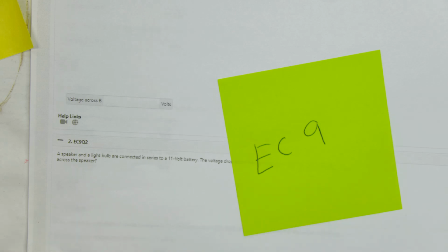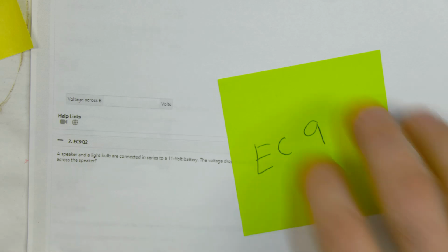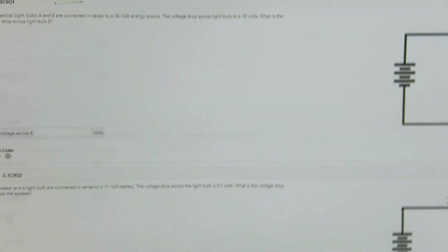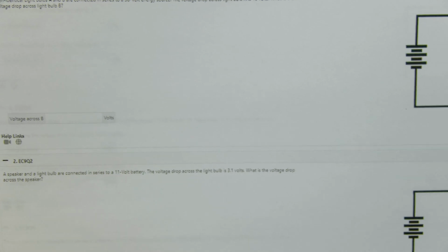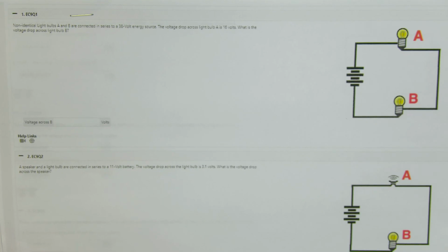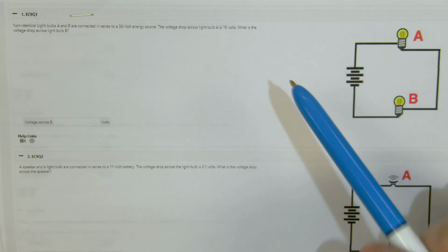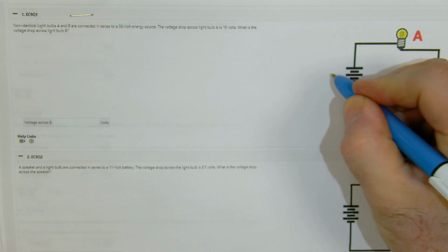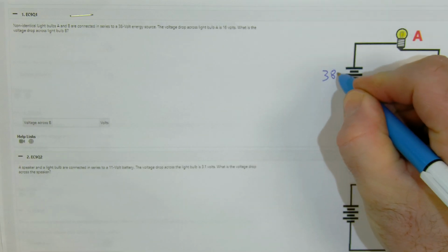We are looking at Physics Classroom, specifically electric circuits, electric current 9. The first question says two non-identical lights, A and B, are connected in series with a 38 volt energy source. So let's go ahead and mark that down. This would be 38 volts.